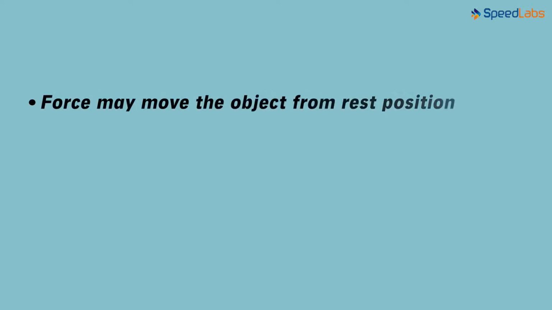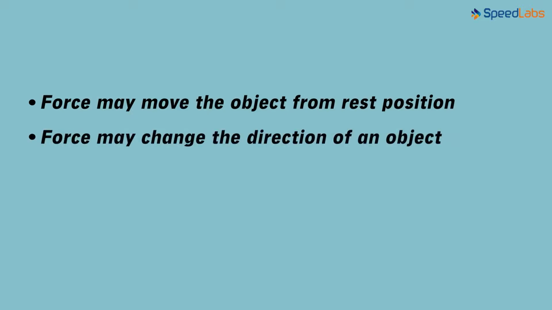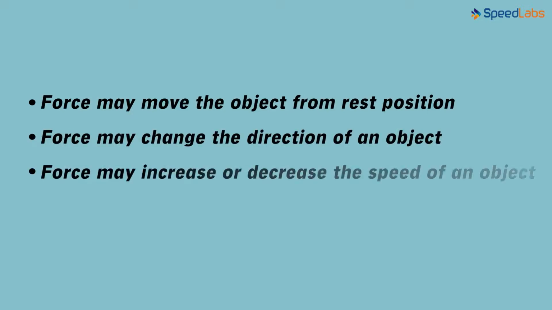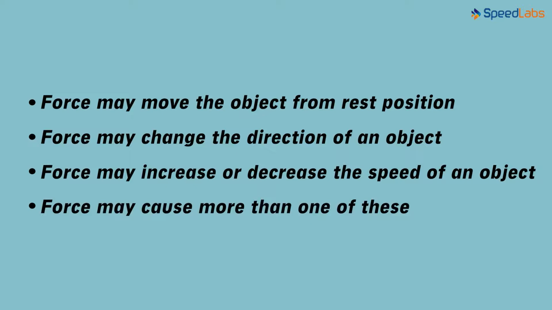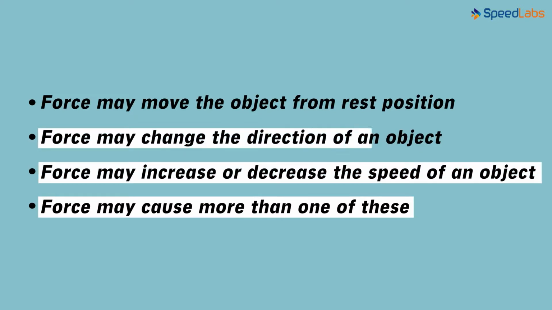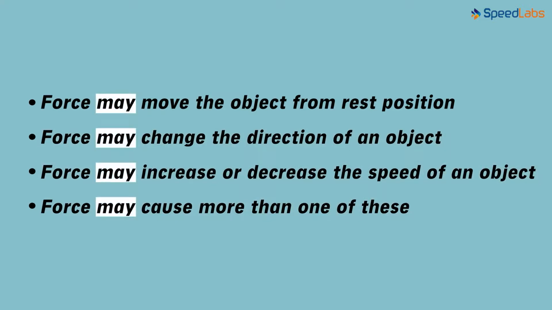Here are the things that can happen when we apply force on objects. Force may move the object from rest position. Force may change the direction of an object. Force may increase or decrease the speed of an object. And force may cause more than one of these. More than one of these? Yes, we saw in the last case that the force changed both the speed as well as the direction of the ball. Why have we used the word may in all the sentences?